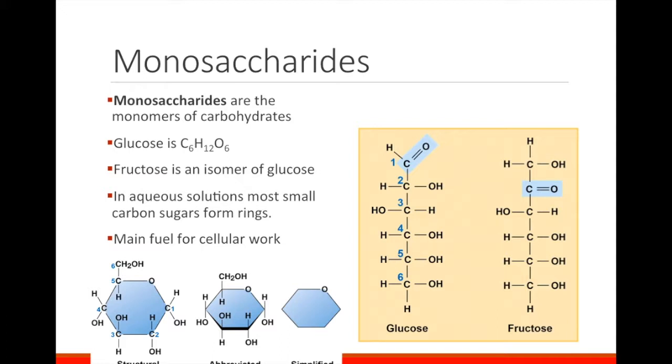Monosaccharides are the main source of fuel for your body. You use the energy in glucose to make ATP, the energy molecule for our cells. Your brain can only use sugar as a source of energy to make ATP.